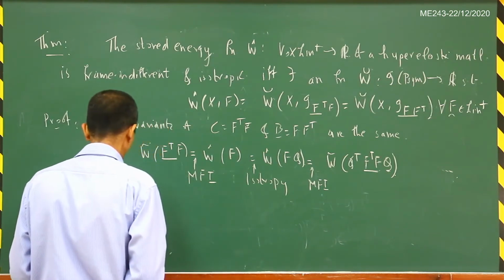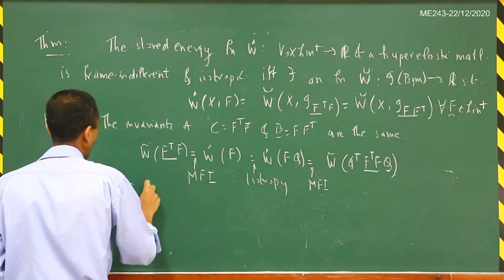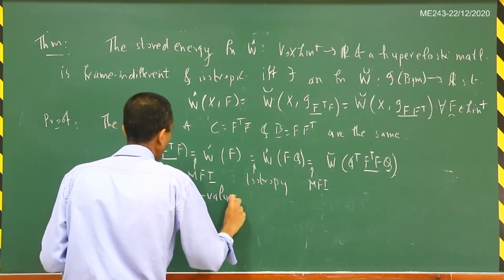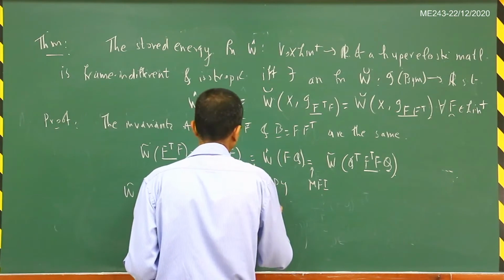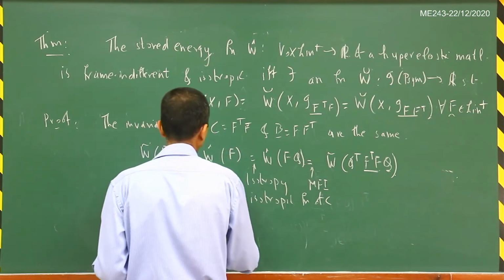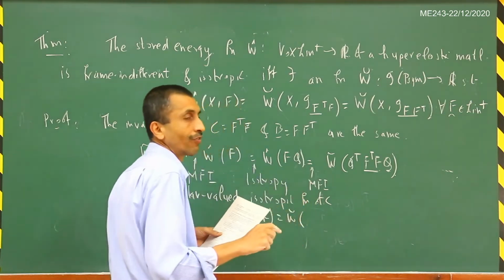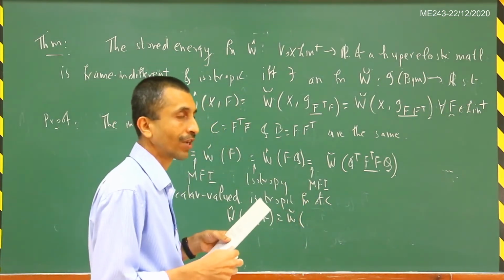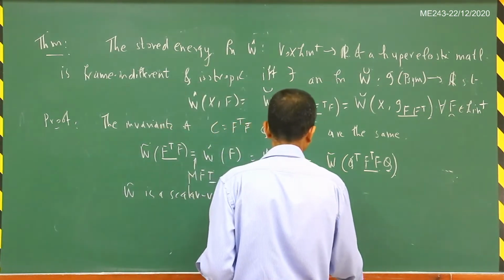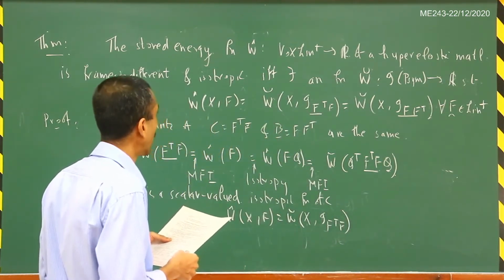And because of that, W tilde is a scalar valued isotropic function of C. And so you will get that W hat of x comma F is equal to, by the characterization of a scalar valued isotropic function, it has to be a function of the invariants of C. So that is F transpose F. So that shows this particular thing here, and it's an if and only if.